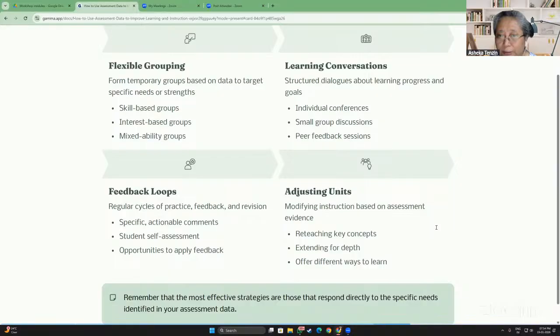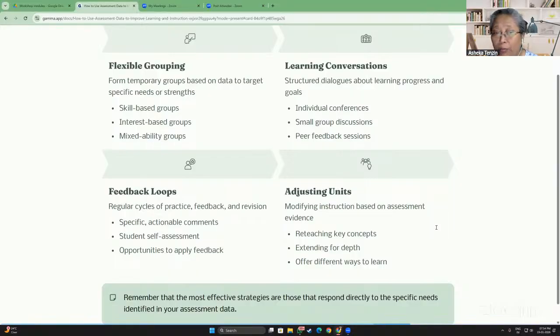This is one strategy. Another strategy is having learning conversations. Have structured conversations about the progress and about their goals. So you can have individual talks, conferences with the students, or you can have small group discussions. You may also have peer feedback sessions that will help.